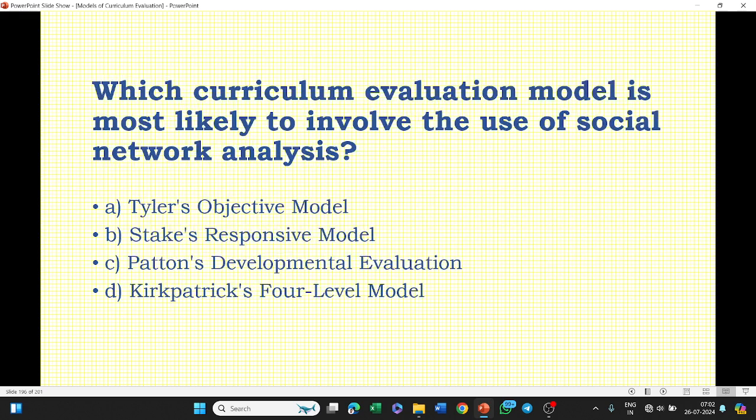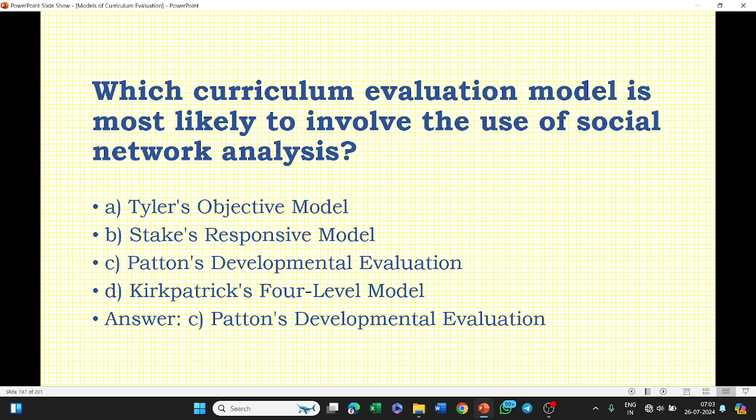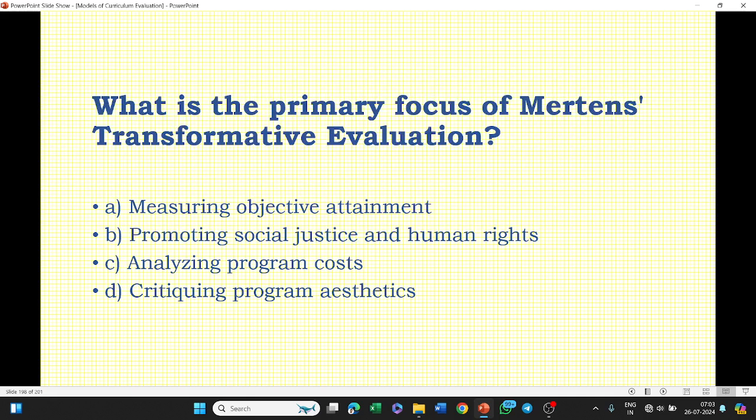comprehensiveness. Which curriculum evaluation model is most likely to involve the use of social network analysis? Options: Taylor's objective model, Stake's responsive model, Patton's developmental evaluation, Kirkpatrick's four level model. The answer to this question is option C, that is Patton's developmental evaluation.